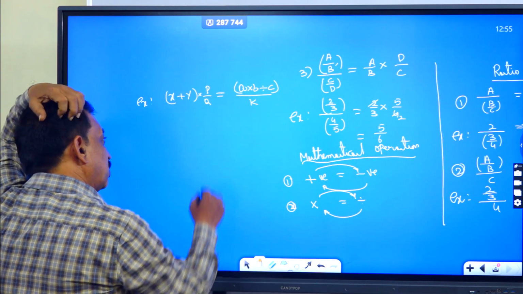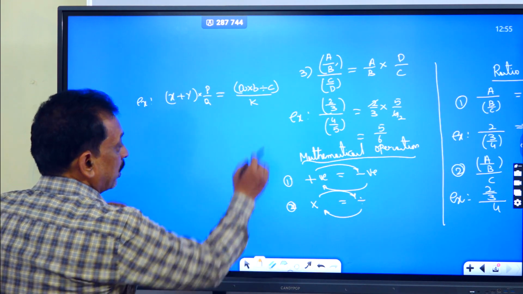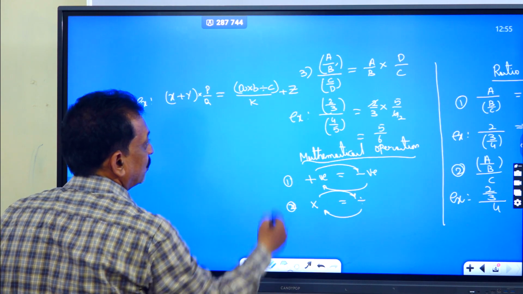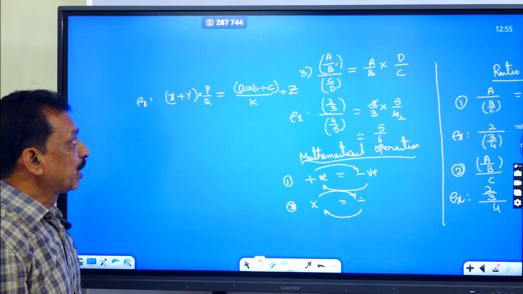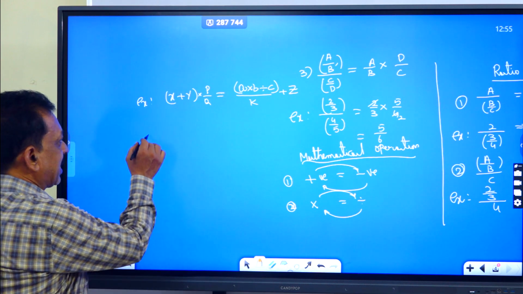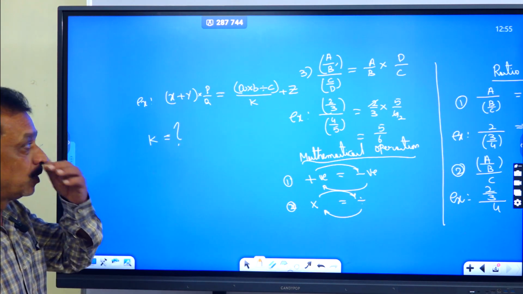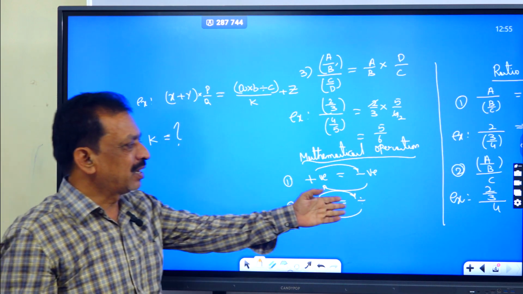I want a. Can you find a or either plus something? I would say what you call z. I'm writing. Can you find the k value? What is the k from this equation? What is the k? So everything is yes or easy, sir.